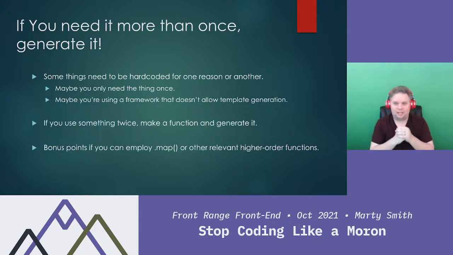Anytime you use a thing twice or use two different things that have a very similar form, try to generate it instead of hard coding it. And bonus points if you can employ .map or other relevant higher order functions in that process. Anytime you use higher order functions, your code becomes more self-documenting because you're moving a little closer to your code reading like a sentence.